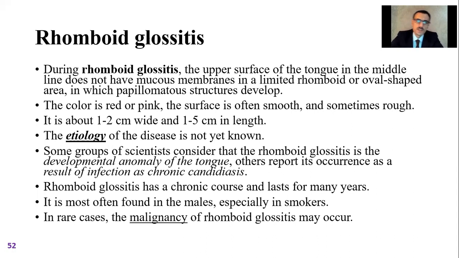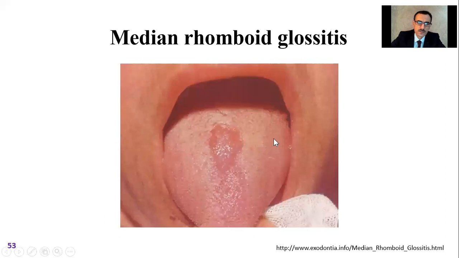The etiology also is not yet known exactly. Some groups of scientists consider that the rhomboid glossitis is a developmental anomaly of the tongue. Others report its occurrence as a result of infection such as chronic candidiasis. Rhomboid glossitis has a chronic course and lasts for many years. It is most often found in males, especially in smokers. In rare cases, malignancy of rhomboid glossitis may occur. Here is the gross anatomy of the median rhomboid glossitis.